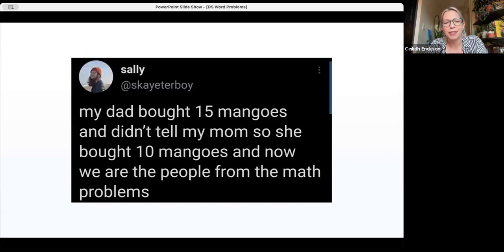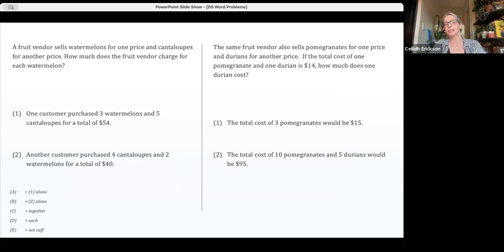So let's come back to these two problems and think about how we can just define these as systems of equations without doing too much work. For the first one, watermelons, cantaloupes: how much does the vendor charge for one watermelon? So basically the price of a watermelon equals what? That's what we want to know. There's nothing given here in the question stem, so we look at the statements.